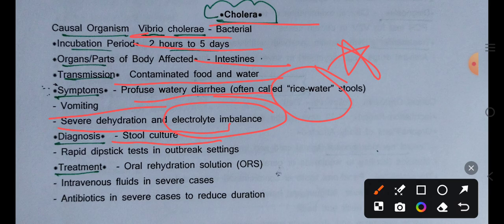It is used to balance the electrolyte in the body and to again hydrate the body. Next, intravenous fluid can be given in severe cases. Antibiotics again to reduce the duration of the effect.